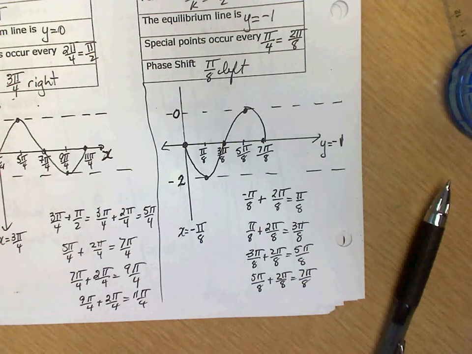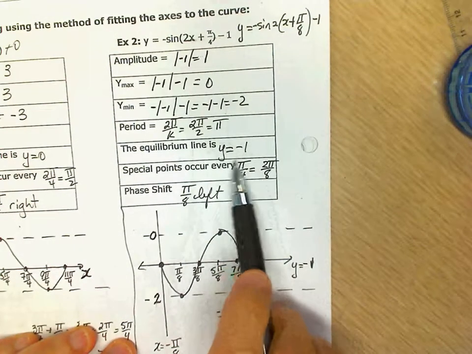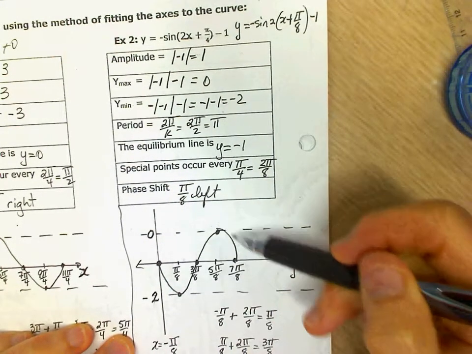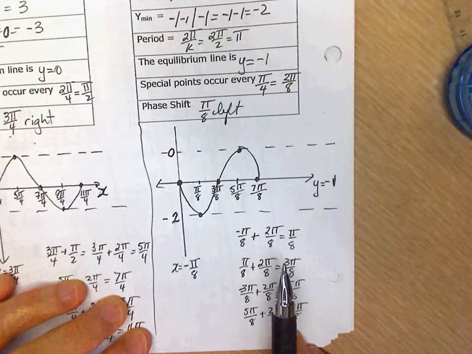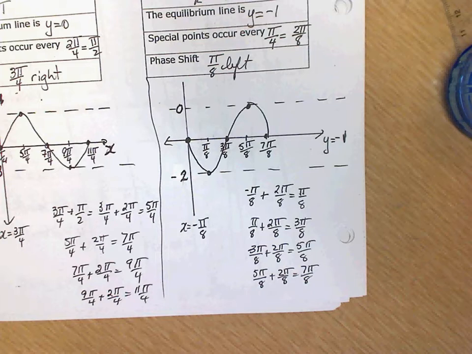Good? Yes? Here? That's our C. That's our equilibrium line. The equilibrium line we get from C, it rotates about the equilibrium line now. Yep. Absolutely.